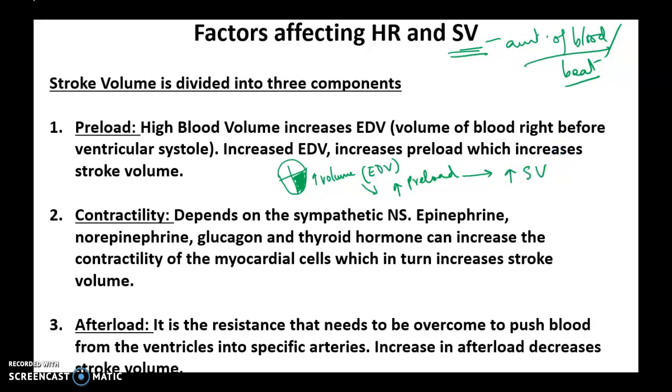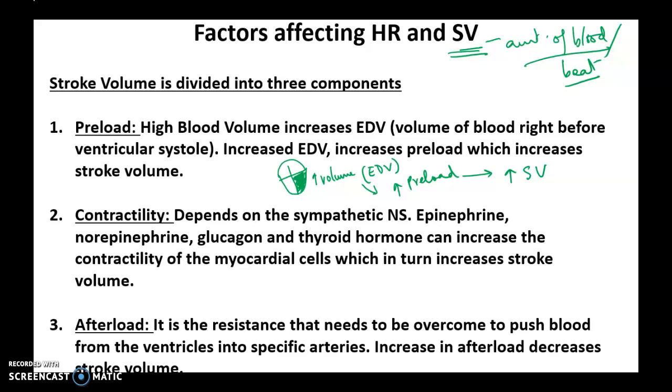Obviously, if you have a lot of blood, then when there is a heartbeat, there will be more blood coming out. So you will have more blood coming out per beat, and that will obviously increase the stroke volume. Hope you understand that. Now the second one is contractility, and that depends on the sympathetic nervous system.